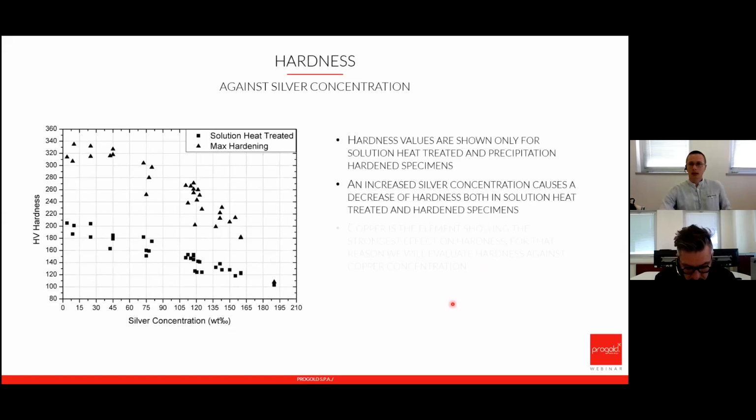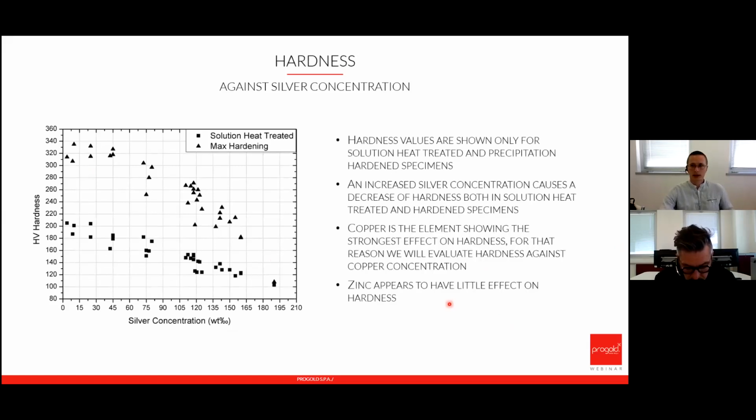Okay, let's talk about now the hardness of these alloys. So all the alloys have been considered, and we performed the hardness test on the solubilized alloy and on the maximum hardness obtained after the age hardening. So the triangles here will present the maximum hardening value, maximum hardness value, sorry, for all the alloys, while the lower points of these curves are representing the solution heat-treated samples.